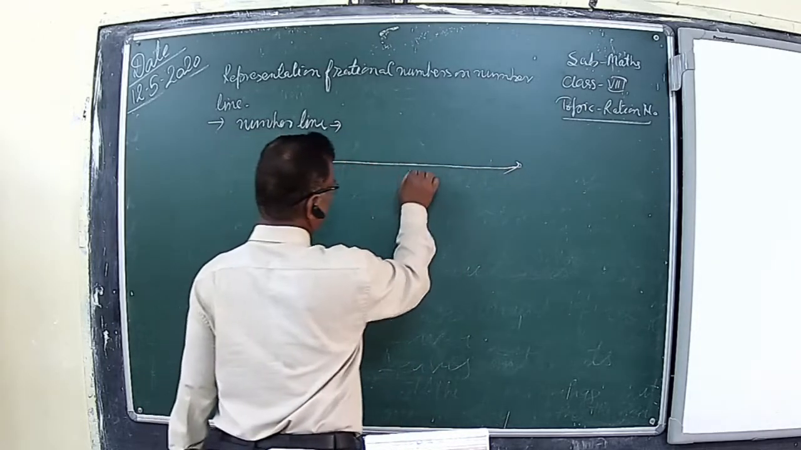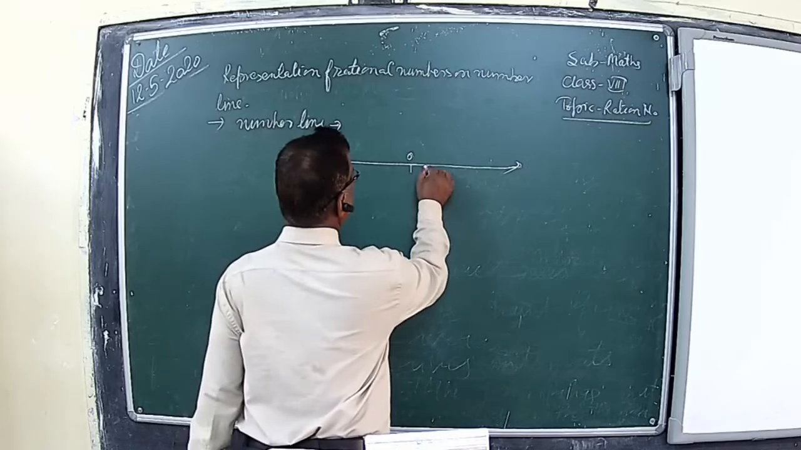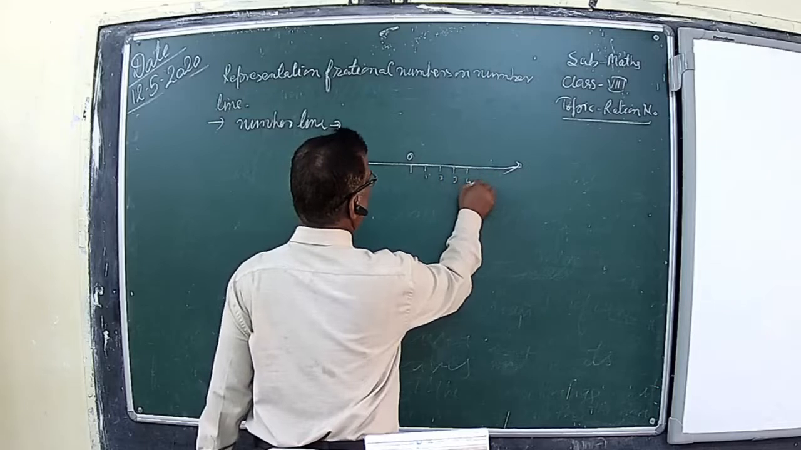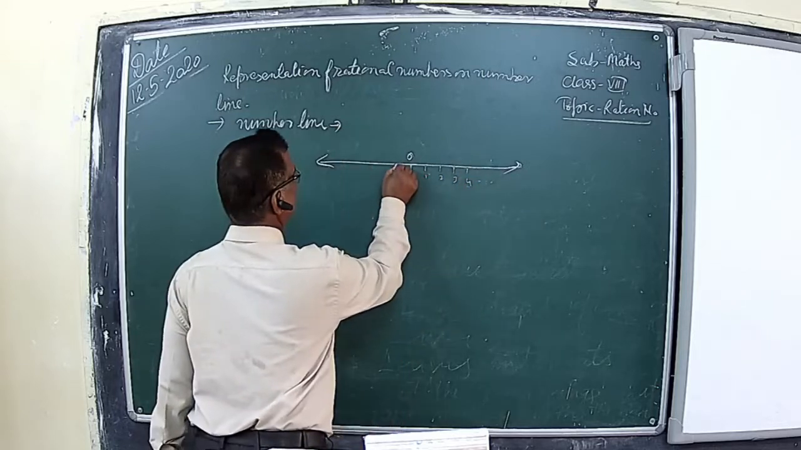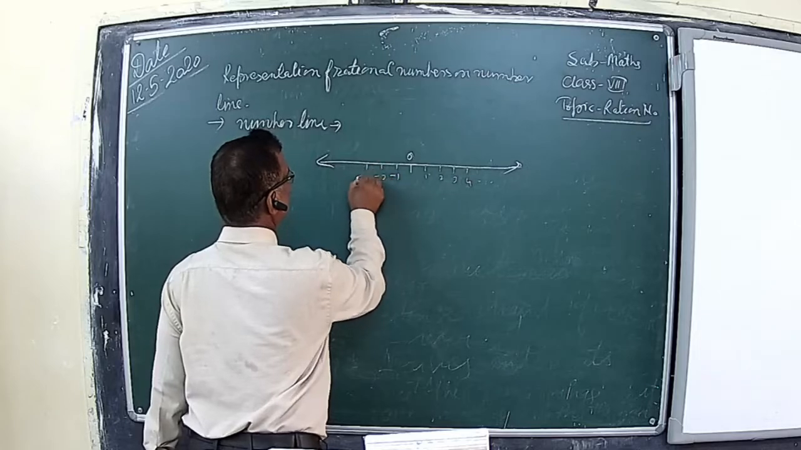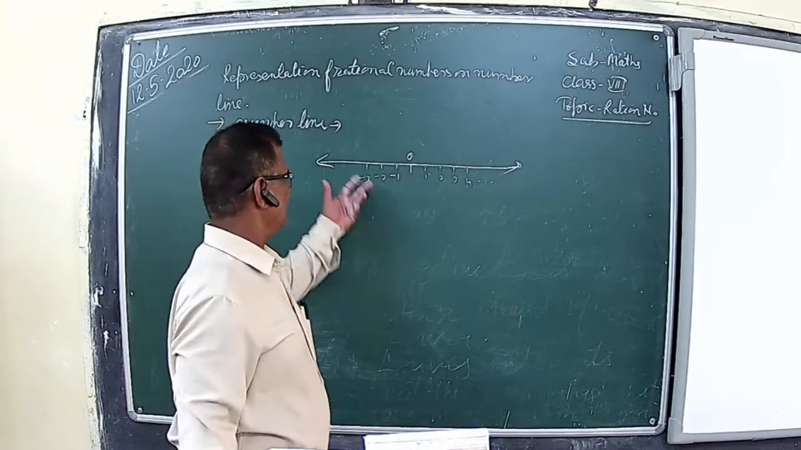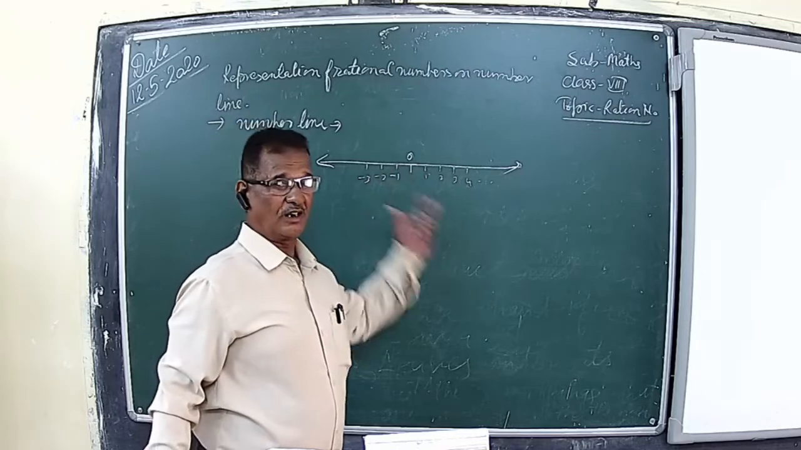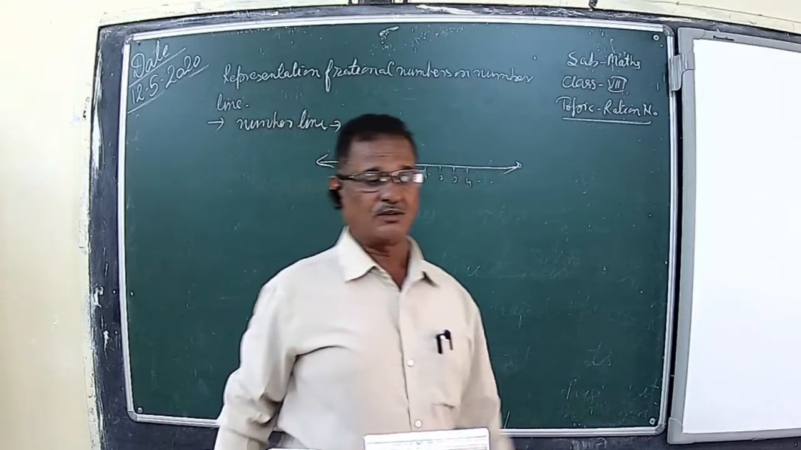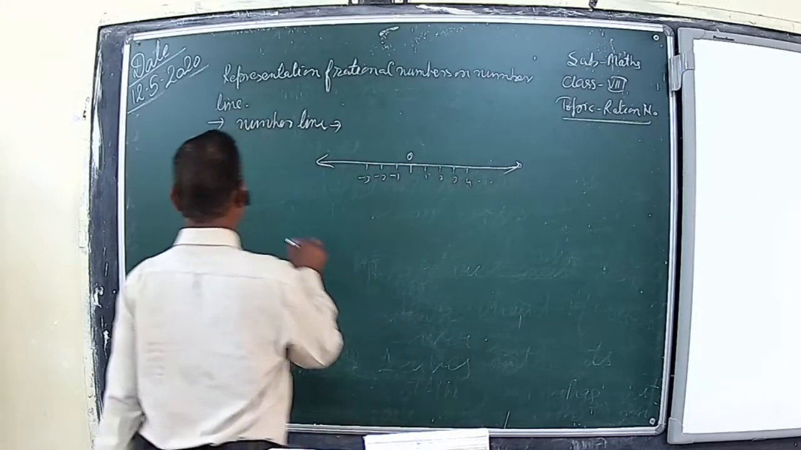This is the line. The midpoint represents 0, and to the right of 0 are 1, 2, 3, 4 onward. To the left of 0 are -1, -2, -3 etc. So you can say that all integers and all rational numbers are represented on this line. Now how can we represent any number on the number line?